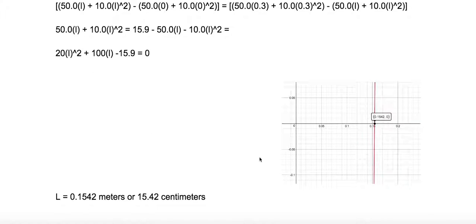I graphed it and found where it passes y equals 0, and that is at 0.1542 meters or 15.4 centimeters. That is the center of mass, because it's more towards the right side, since the right side is more massive than the left.